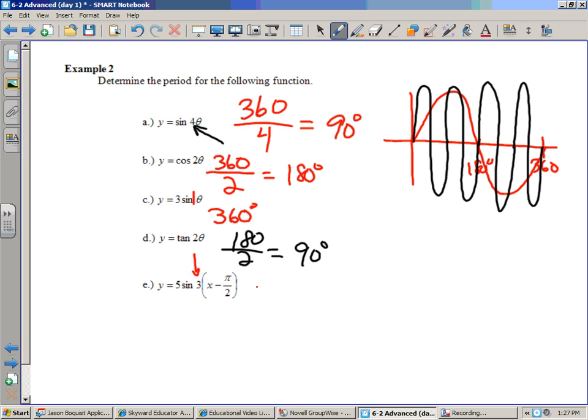What's normal sine? So we're just going to divide it by 3. So the period here is 120.